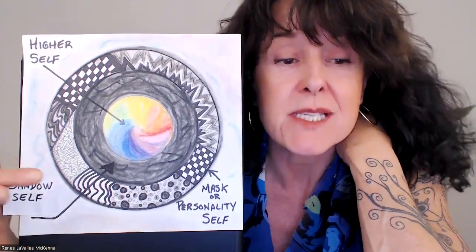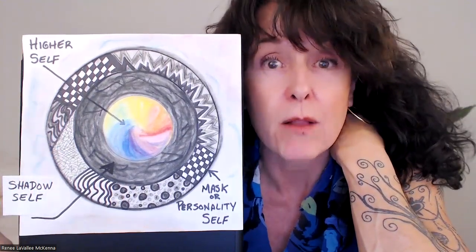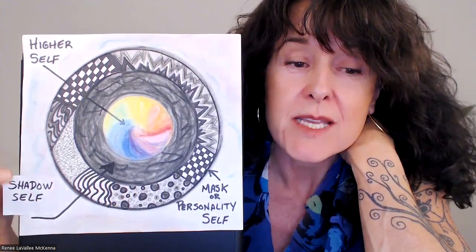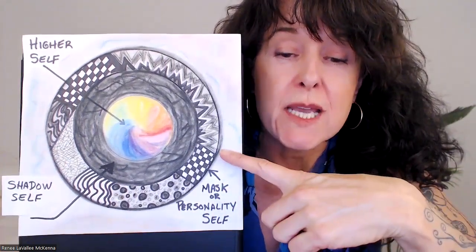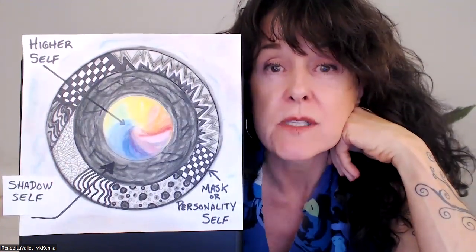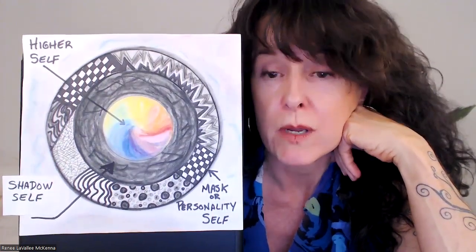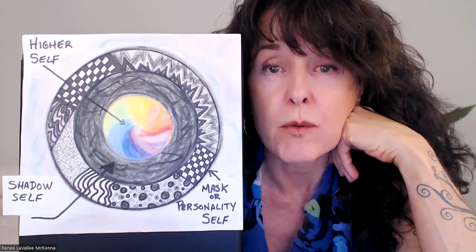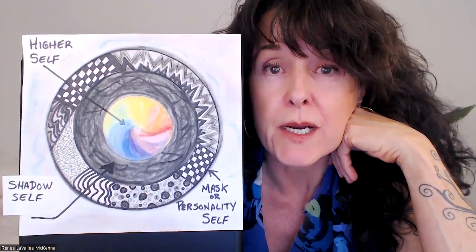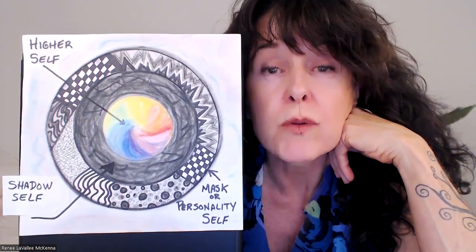And so this is a diagram of a self, and the outside part, this mask or personality self, that's the part of us that most of us know about. Freud called it our ego, which is another term most people are aware of. And that's usually the part of ourselves that we show to the world.